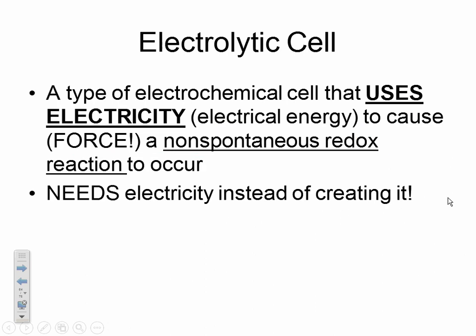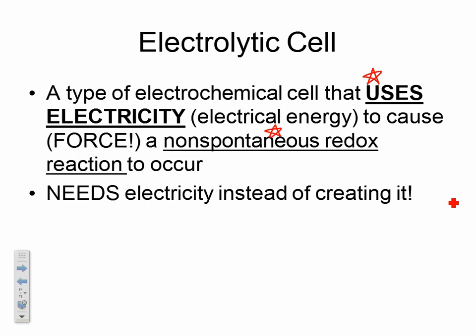An electrolytic cell is simply a type of electrochemical cell. Remember, a voltaic cell is also a type of electrochemical cell. This one can carry out this electrolysis process. So it's a cell that will use electricity. Notice this is a big difference from voltaic cells. It will use electrical energy to cause a non-spontaneous redox reaction to occur.